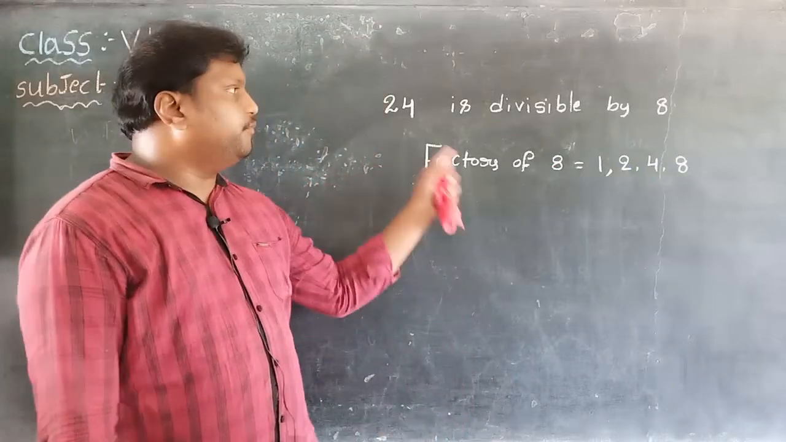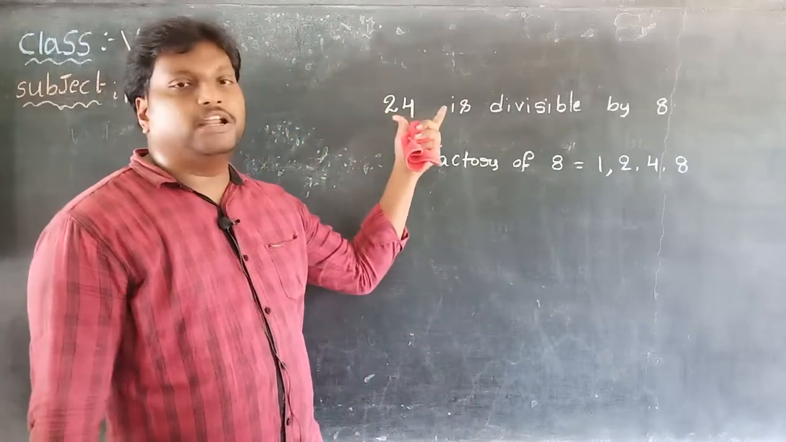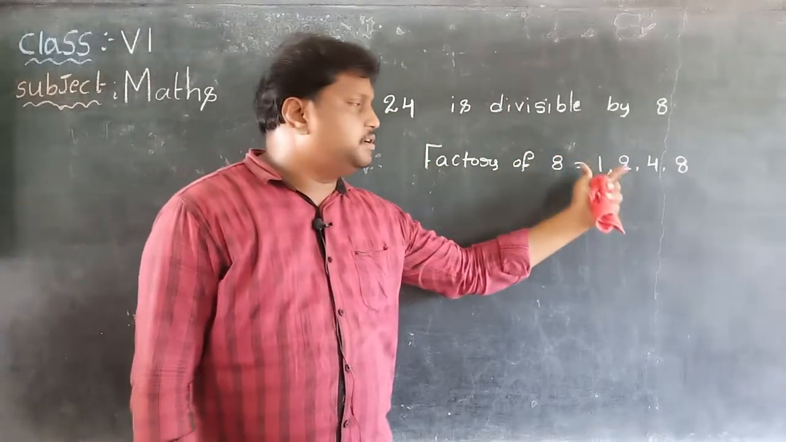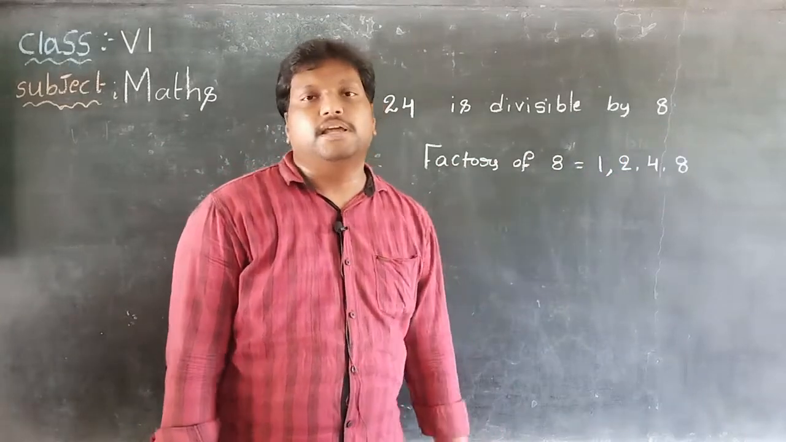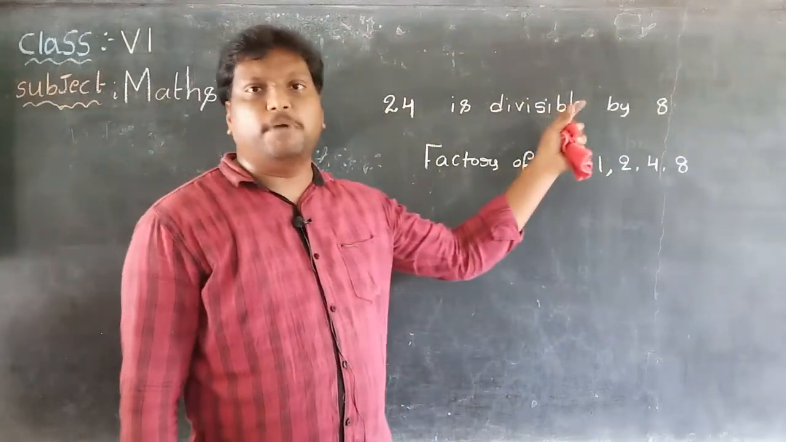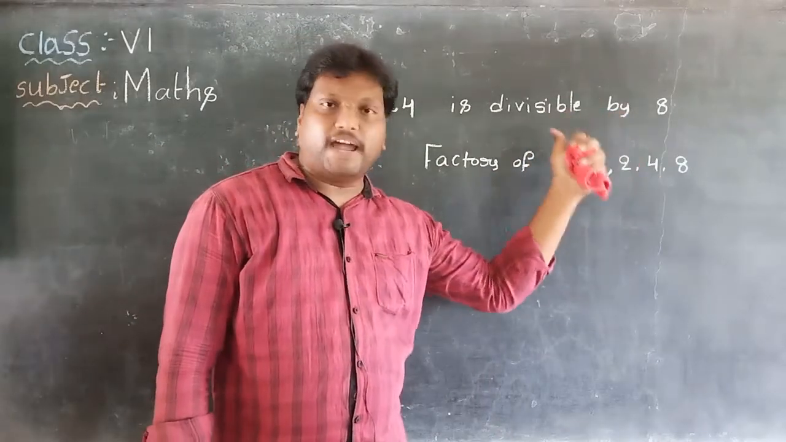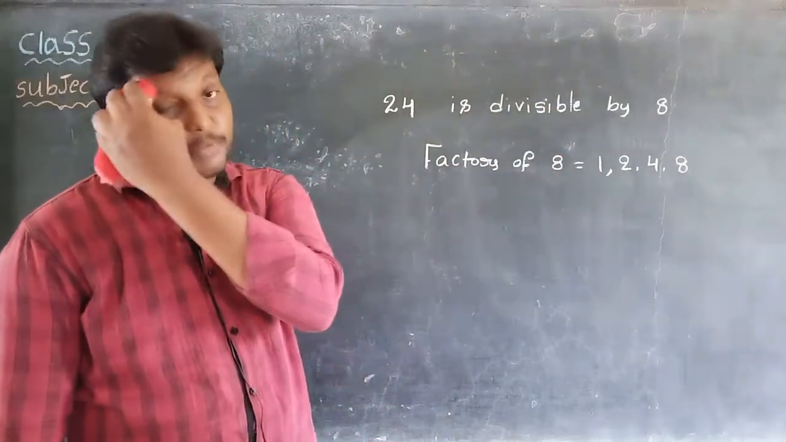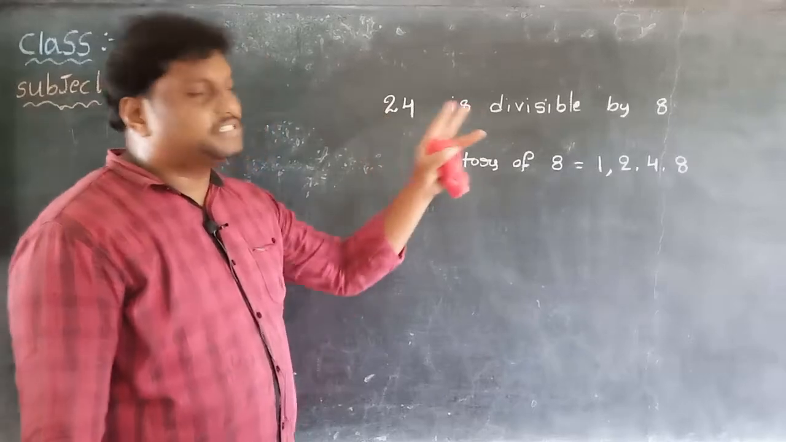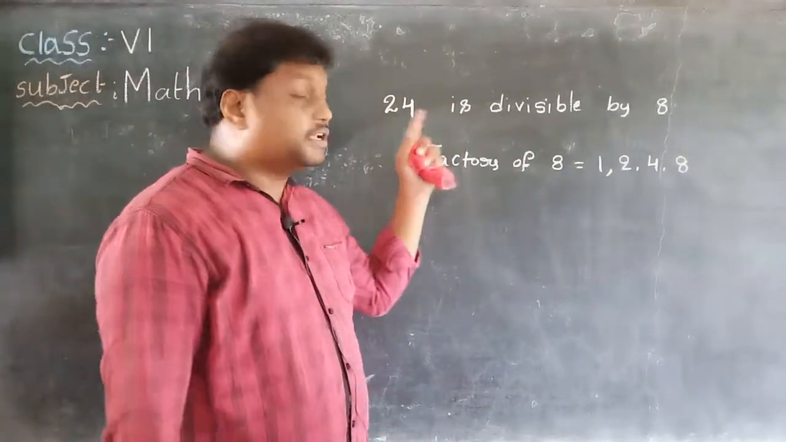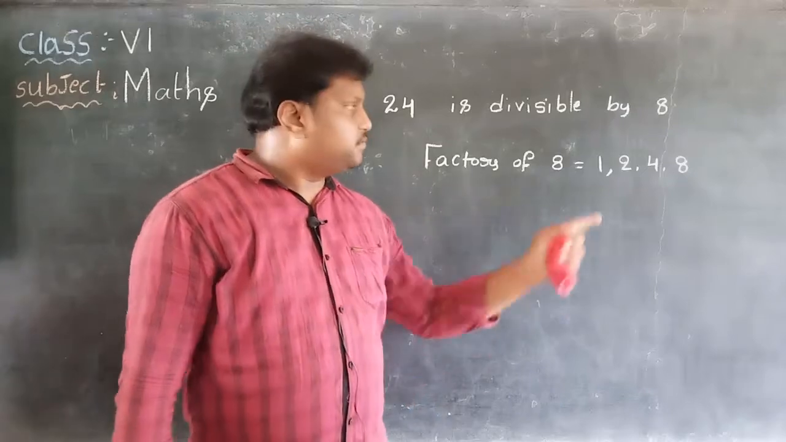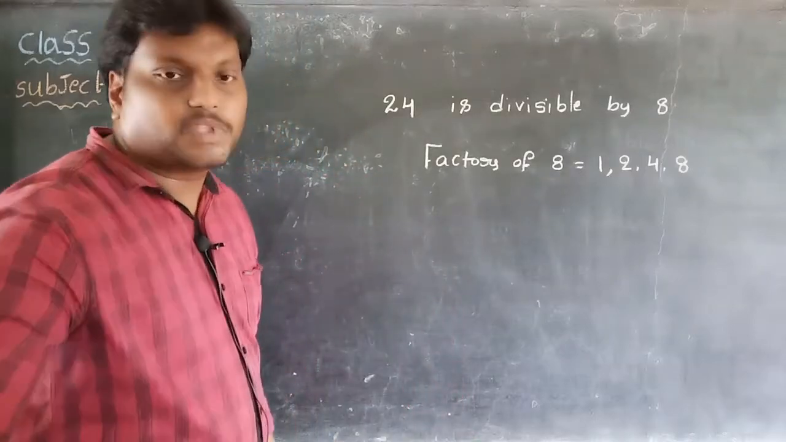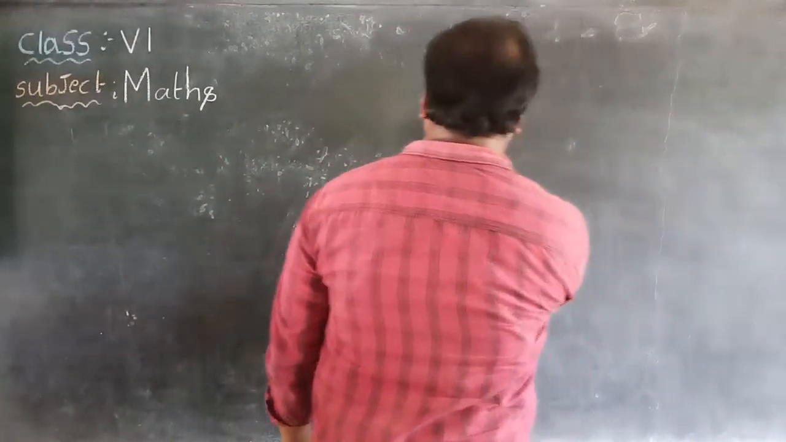Why? Because 24 is divisible by 8. That's why that particular number is divisible by the factors of 8, which means 1, 2, 4, 8. Understood? If any number is divisible by a particular number, it is also divisible by the factors of that number. For example, 24 is divisible by 8, then 24 is also divisible by the factors of 8, that is 1, 2, 4. This is rule 1.